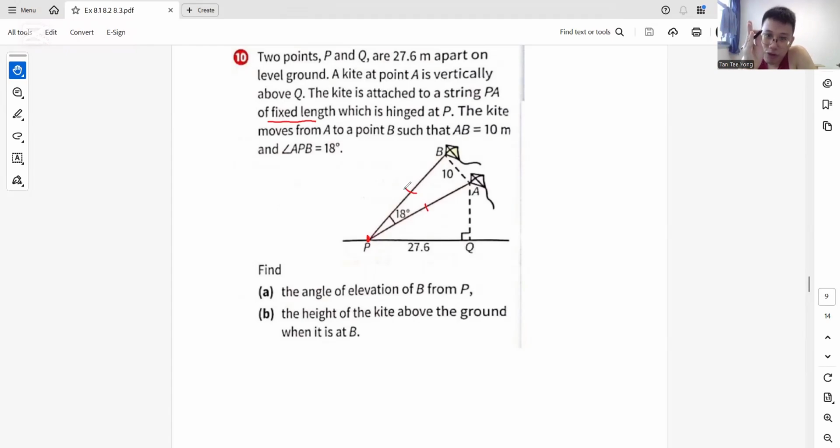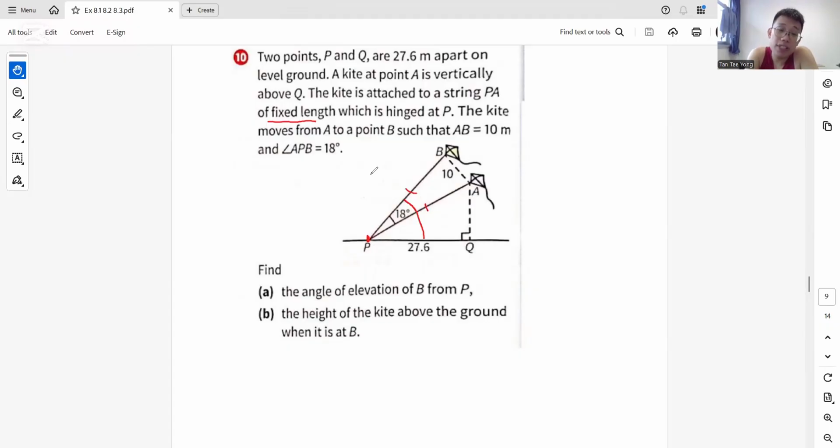So the kite moves from A to B, okay? Because of the wind, it will move, right? So the kite moves from A to B such that AB is 10. And then angle APB is 18. So find the angle of elevation of B from P, right? So they want the angle of elevation of B. So they want the entire angle here.